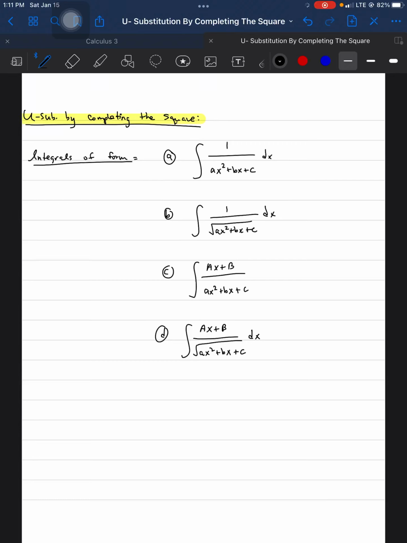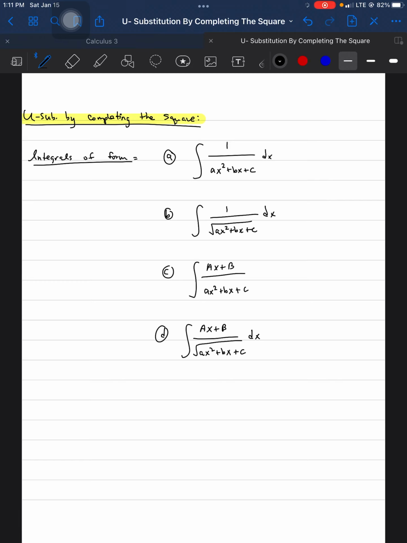So in this video, we're going to be talking about another topic that falls underneath U-substitution, which is U-substitution by completing the square. This usually involves a quadratic, and it's usually in a fraction form. In something like this, we're going to have to use completing the square to actually simplify the integral a little, and then solve.